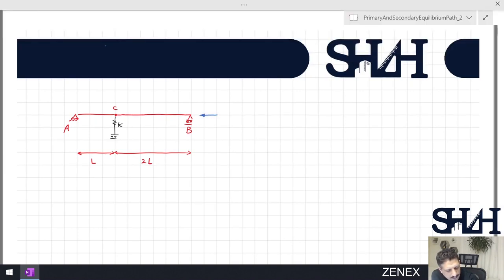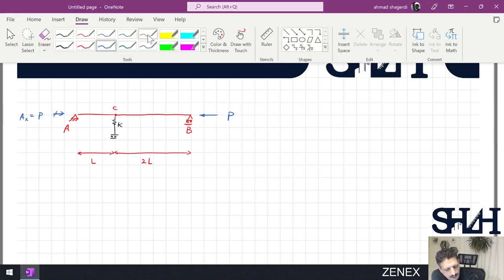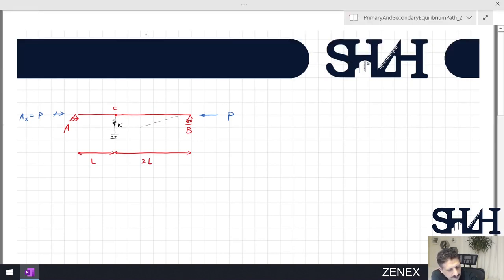The system is under the force P, and we have the reaction force at point A equal to P in the opposite direction. Now, with the same principle, we sketch the deformation. Theta, and on the other side theta over 2, and this is delta.